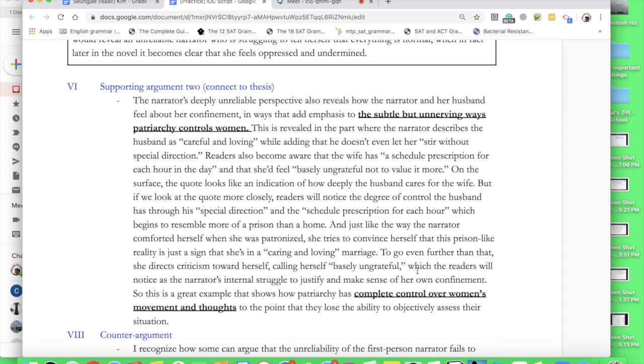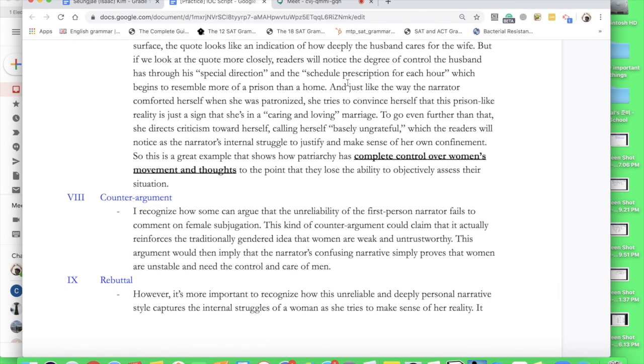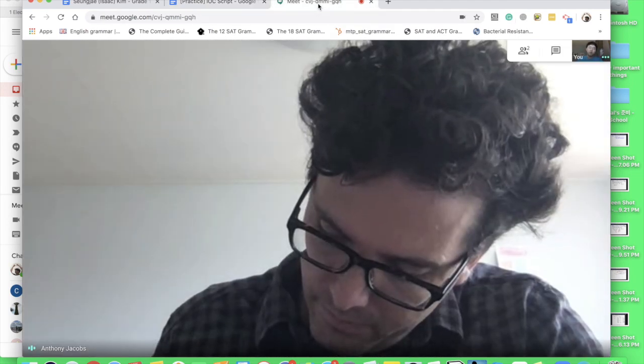And I thought that the degree of this complete control was so much that women lose the ability to objectively assess the situation and rather just accept everything that their husband tells them.